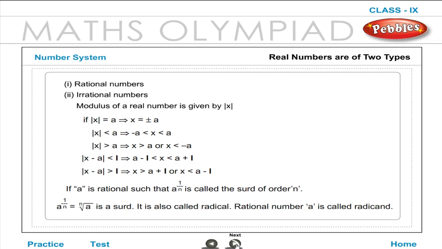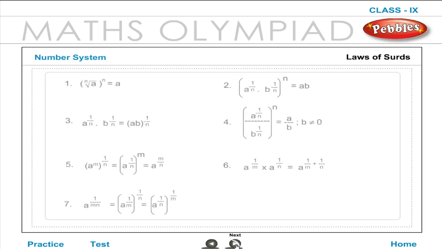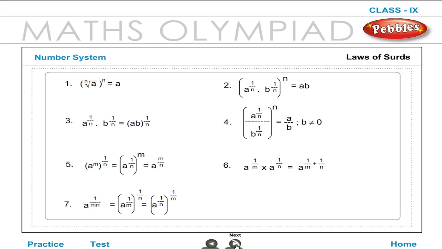If a is rational, then a to the power of 1 by n is called the surd of order n. a raised to 1 by n is equal to the nth root of a, which is a surd. It is also called a radical. The rational number a is called a radicand. Laws of surds: (nth root of a) the whole power of n is equal to a.